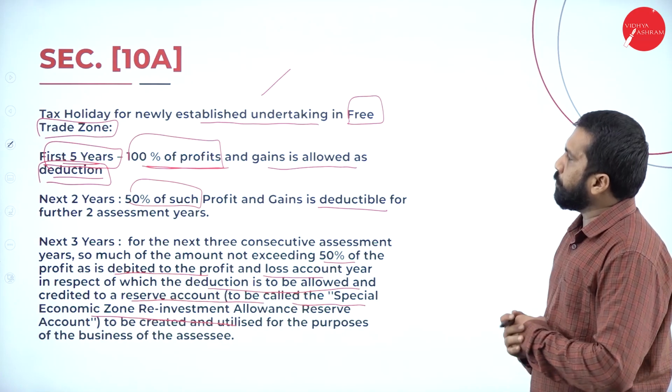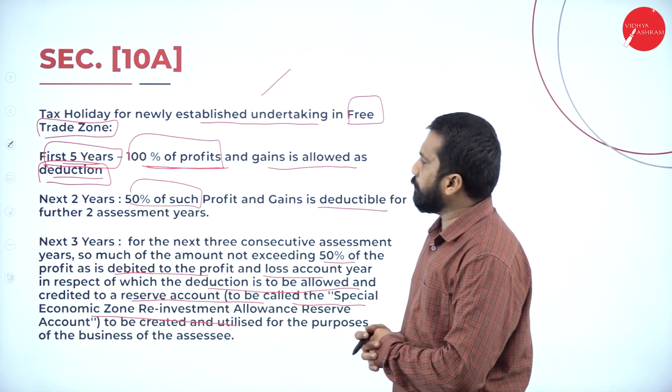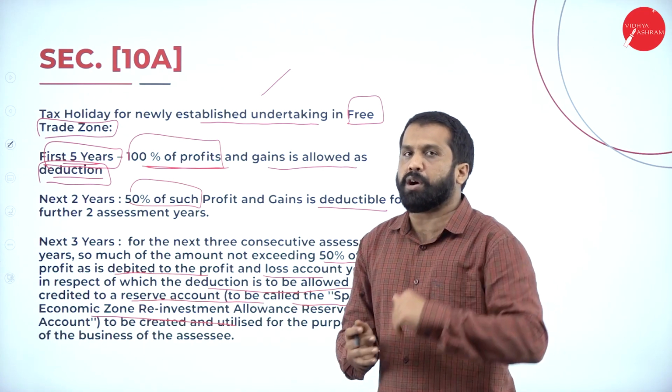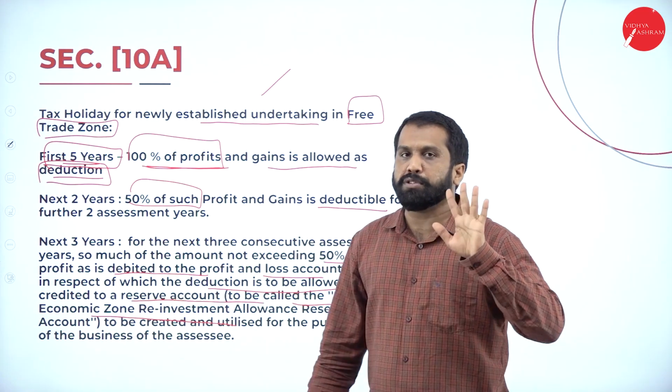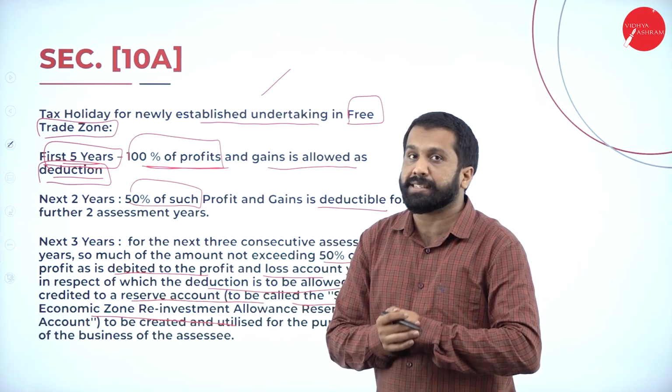Now, up to 5 years, 100% exemption. Next 2 years, up to 50% profit, like you got 1,000 profit. In that 1,000, you are supposed to pay tax only on 500. Balance 500 will be called as deduction.